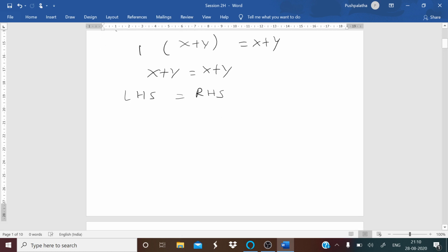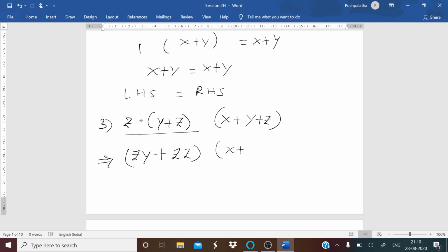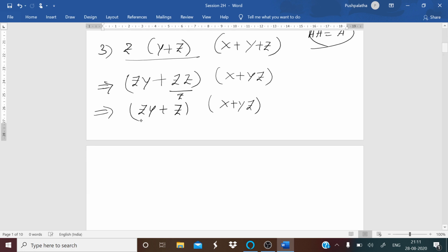You solved it. Next sum: z into y plus z into x plus y plus z. Let us simplify this first. Multiply and remove the brackets. So z into y plus z into z, and then x plus yz. Now this z into z, as we said in the last session, a into a equals a. In the same way, z into z becomes z. So zy plus z into x plus yz. What does this become now?